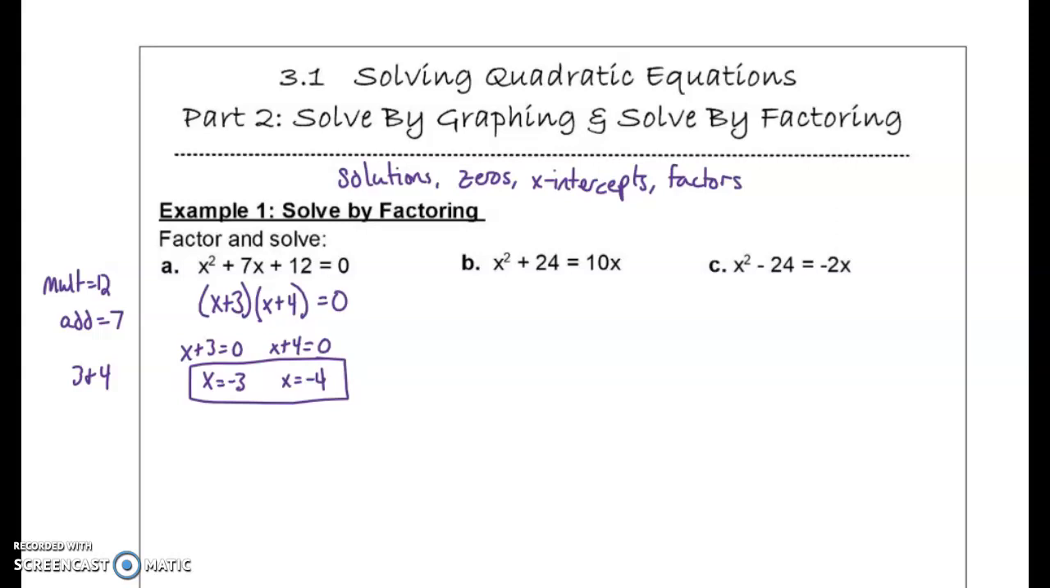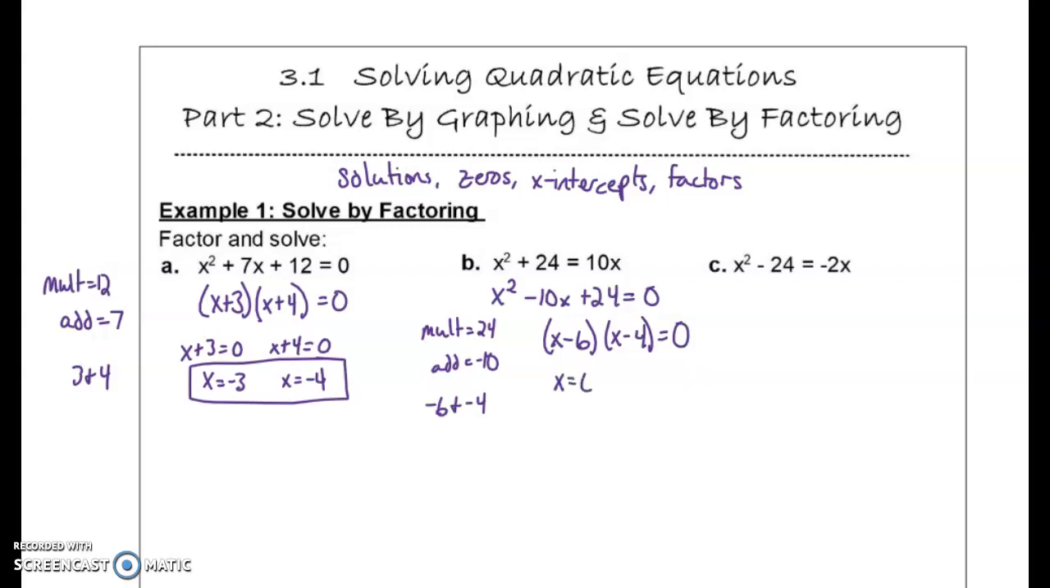Okay. On B, it is not equal to 0, so I'm going to subtract the 10x over to this side so that it is equal to 0. So I've subtracted 10x from both sides. Now I factor. Once again, it's what multiplies to AC and adds to B. So multiplies to 24 and adds to negative 10. That's negative 6 and negative 4. Since the a value is 1, it's just x squared, I can write x minus 6 times x minus 4. That's the factored form of this equation. Now you would set each factor equal to 0. When you set x minus 6 equal to 0, you get 6. And x minus 4 equal to 0, you get 4.